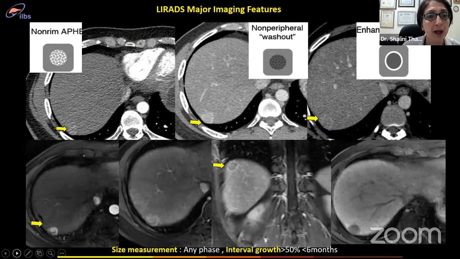Now let's move on to our first case. This is a 50-year-old male with chronic Hep B on follow-up, and he comes to us with the CT findings here. Would anybody want to put up their responses to what they think this could be?